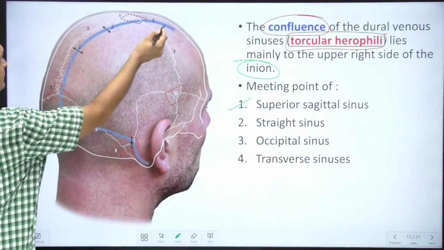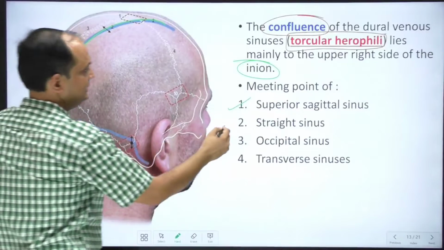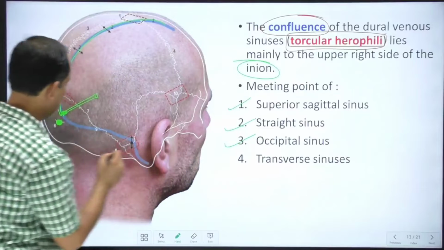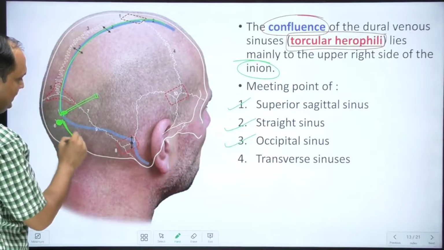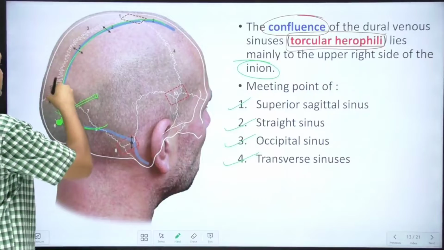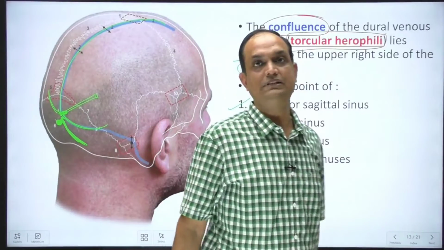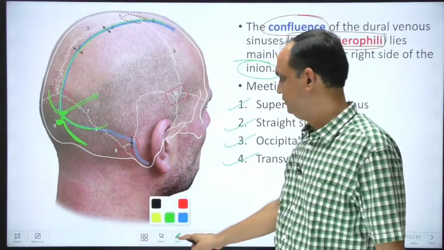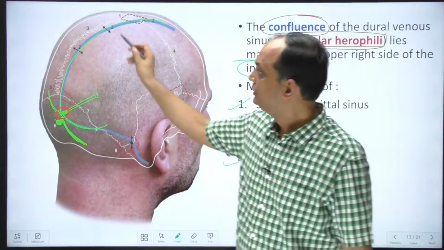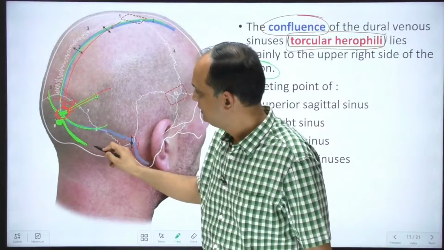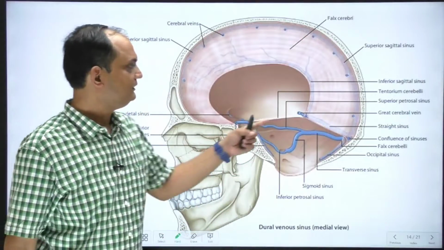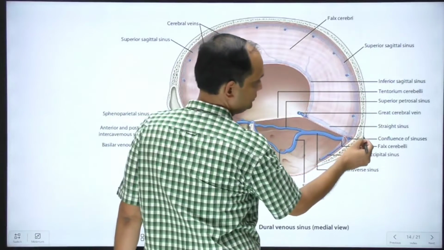Superior sagittal sinus. So this is the superior sagittal sinus which is reaching here. Then straight sinus. We have seen that it is present here, and this sinus is also reaching here. Then you will have occipital sinus, present in the lower part in the infratentorial compartment, and that will also approach this point, and the transverse sinuses. Those will arise and go on the right and left side. So this point is known as confluence of sinuses, a meeting point of superior sagittal sinus, straight sinus, occipital sinus, and right and left transverse sinuses. Clear?